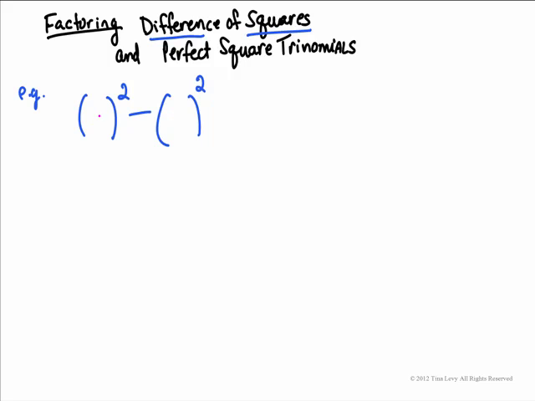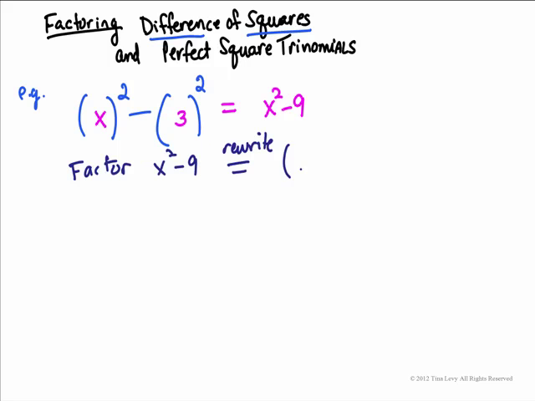So for example, if I put an x here and a 3, this is x squared minus 3 squared, which is 9. That's considered difference of squares. If I ask you to factor x squared minus 9, I do my rewrite. I see that it's difference of squares. I see x squared was x being squared, 9 was 3.